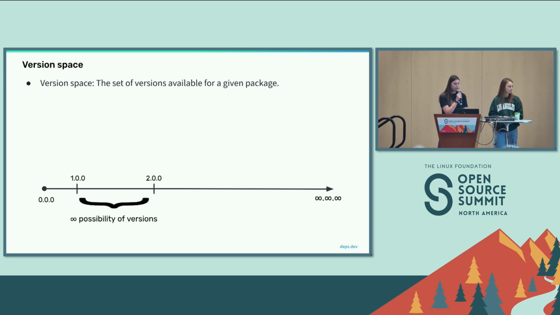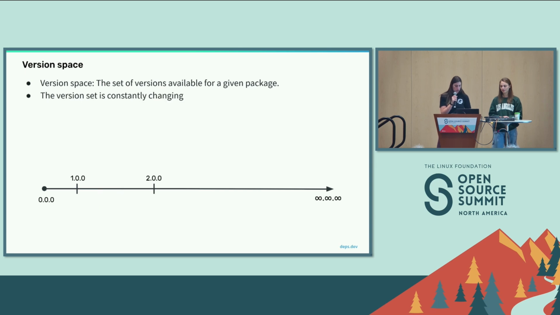So there are arbitrarily many possible versions between 1 and 2, and a strict boundary between major version 1 and major version 2, and 3 and 4, and so on. There are also arbitrarily many versions between minor version 1 and 1.1, and between 1.1 and 1.2. The version set is also constantly changing, with versions being added and deleted over time.